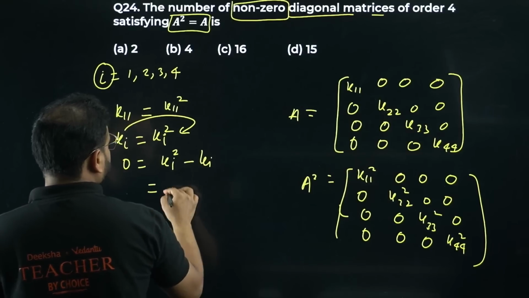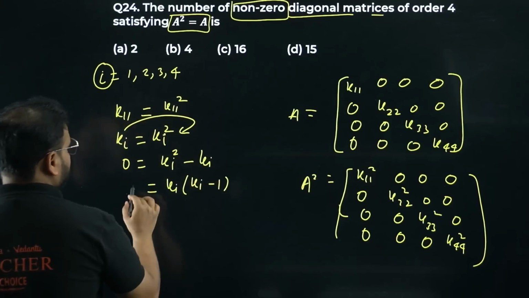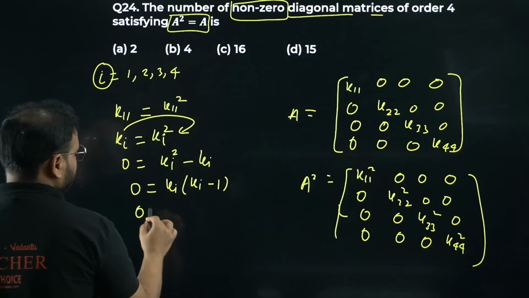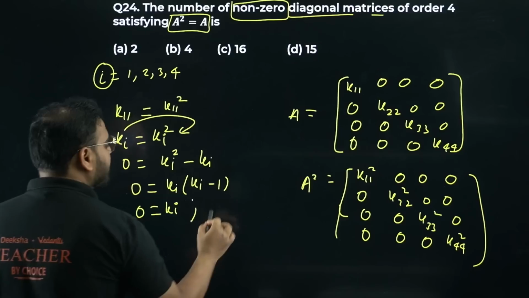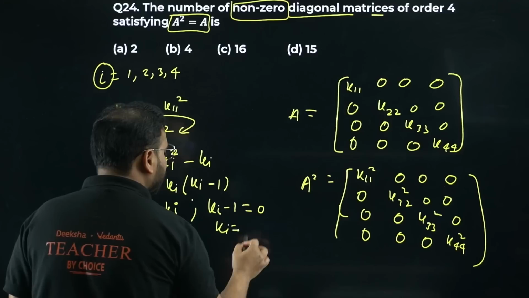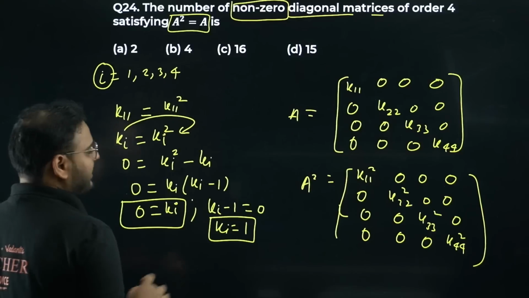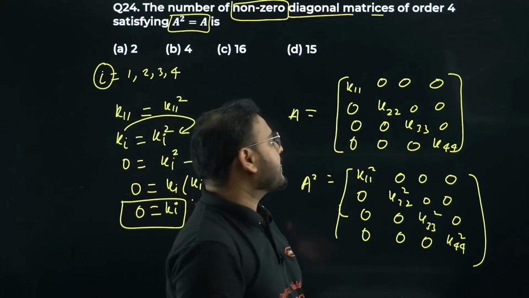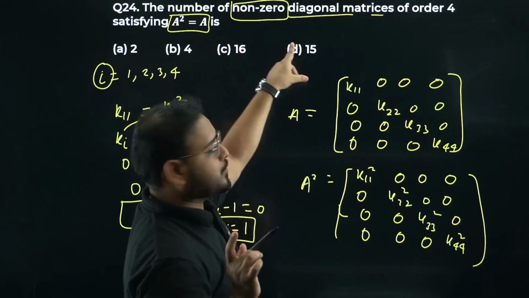I can factorize this as Ki times (Ki minus 1), and I get 0 over here. So Ki is either 0 or Ki minus 1 is 0. It means Ki is nothing but 1. Basically my diagonal value can be either 0 or 1. So we are looking for a non-zero diagonal matrix.